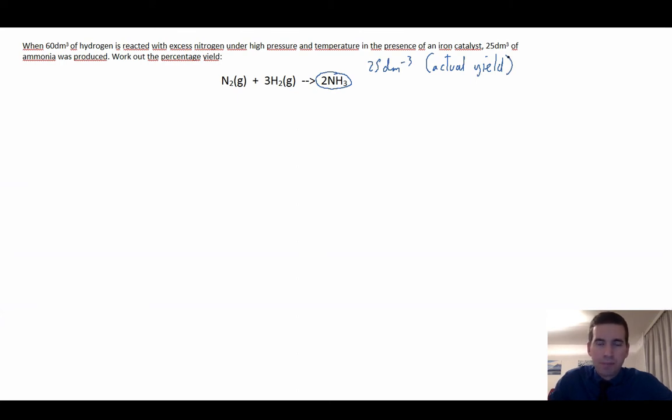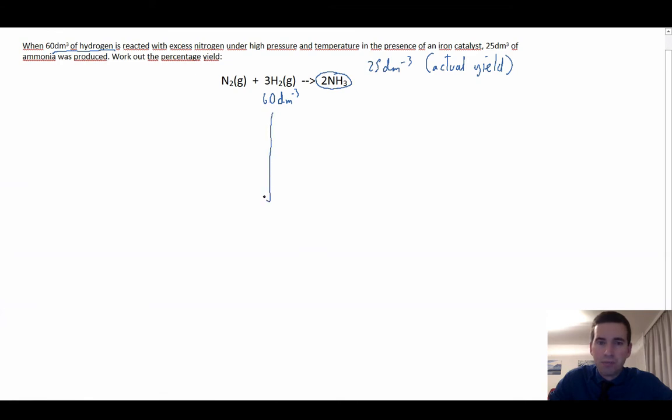So how do we do this? Well, we start with one of the reactants, which is given, in this case hydrogen. So we have 60 decimeters cubed of hydrogen. Now notice that both the actual yield and the amount of chemical we've been given in this question is actually a volume. I've included this to show you that it doesn't have to be mass, okay? It just normally is. So we have this 60 decimeters cubed of a reactant.